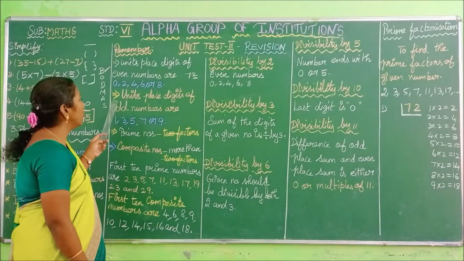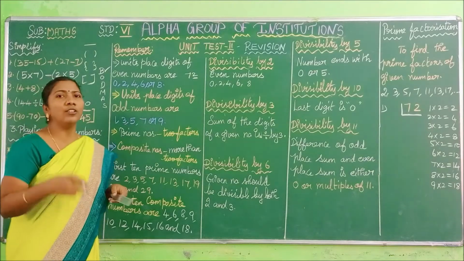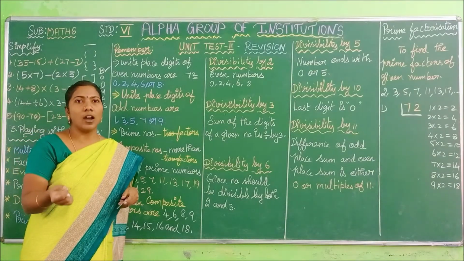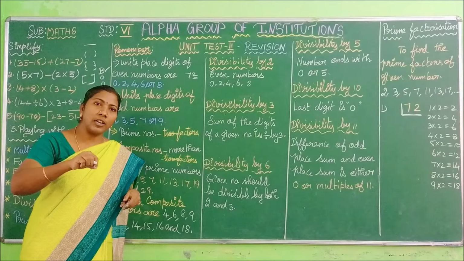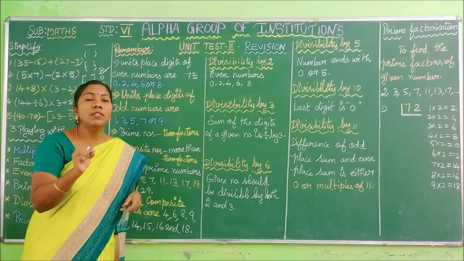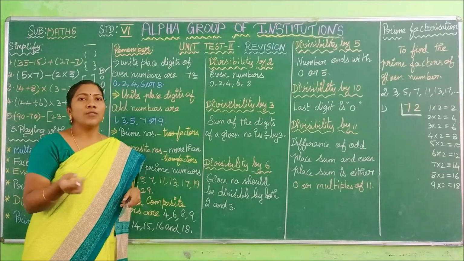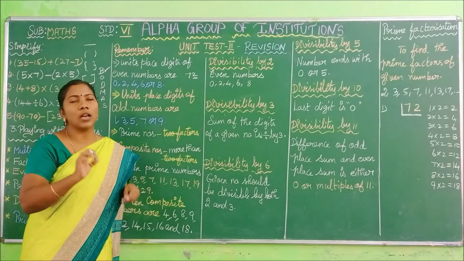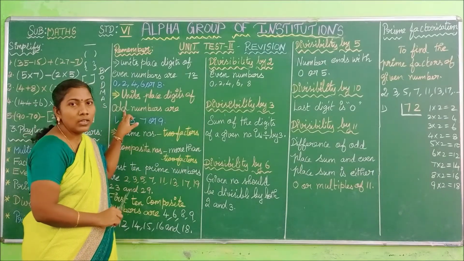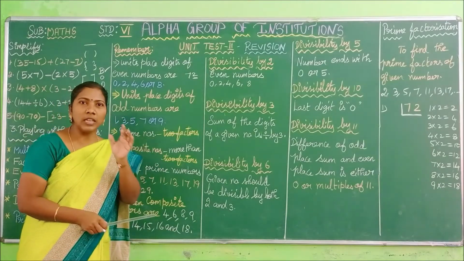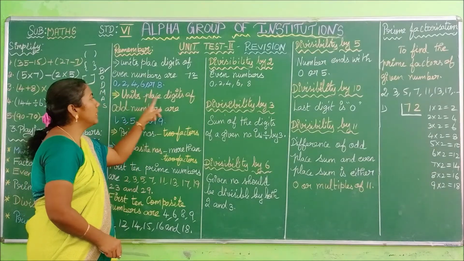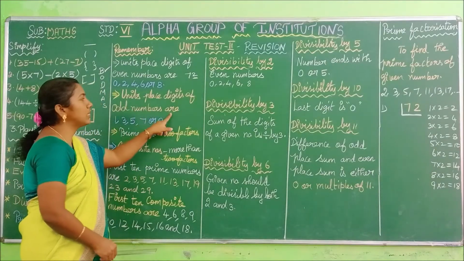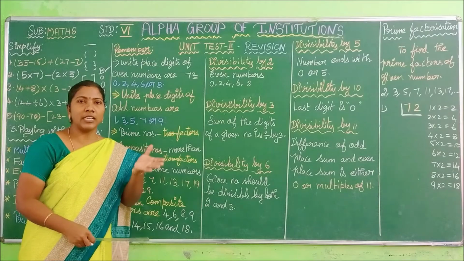Okay. Next we are going to see odd numbers. How can you say a given number is an odd number? What is meant by odd number, children? If a number is not divisible by 2. Otherwise, if a number is not paired into 2s, it is said to be an odd number. How can you find the given number is an odd number? Unit place digits of odd numbers are. By seeing a number, we can say it is an odd number.